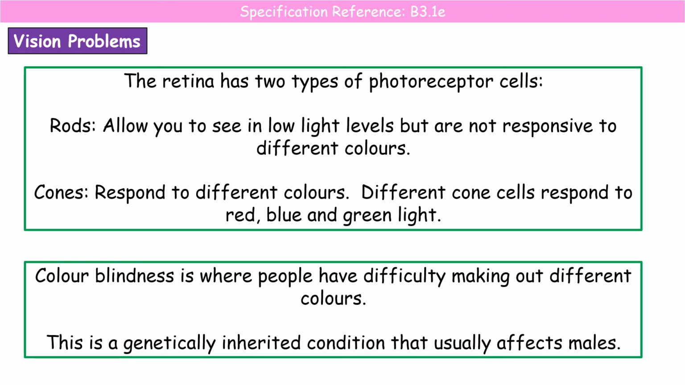Now, if you are colourblind, this is where you have difficulty making out the different colours. And this is usually a genetically inherited condition affecting males. So what we tend to find is that more often than not, it's the men that have the problem, and it's all down to their genes, so what they've inherited from parents. So colour blindness runs through a family.